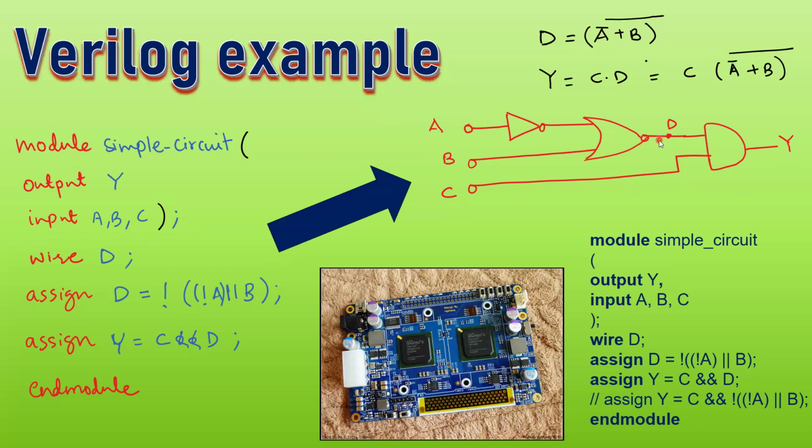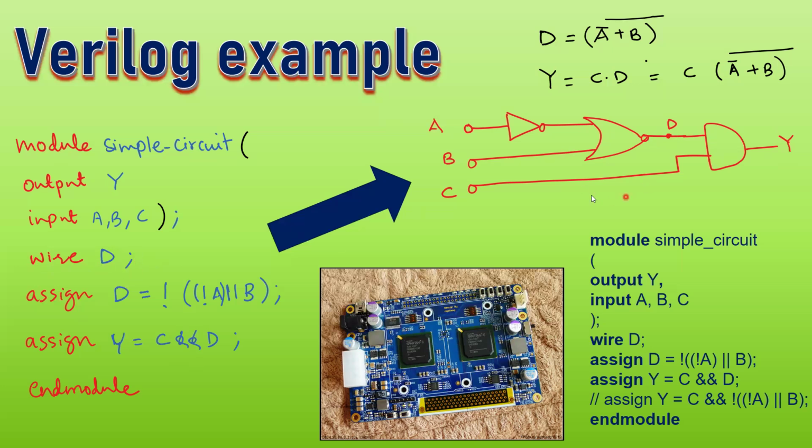Then as I said, there is this internal connection. So if I want to assign some value to this point, I will use a wire. This is called a wire. In hardware, actually, this is a wire. So I will write the keyword wire and D, and again a semicolon.